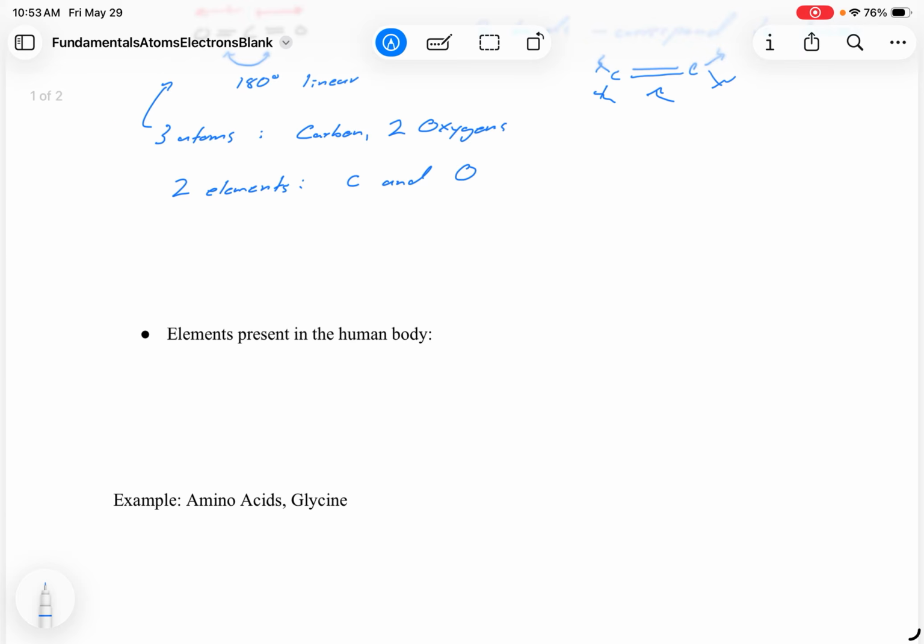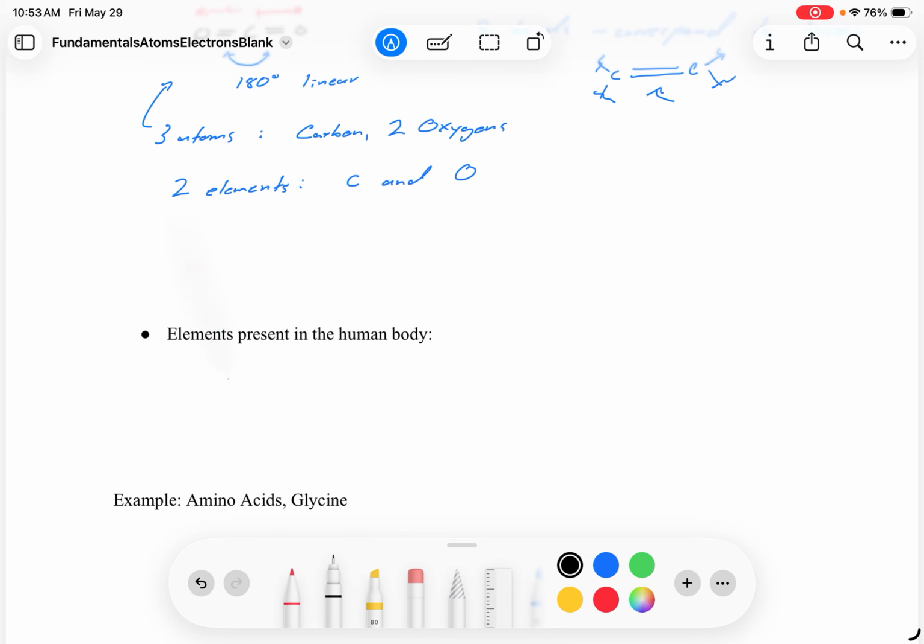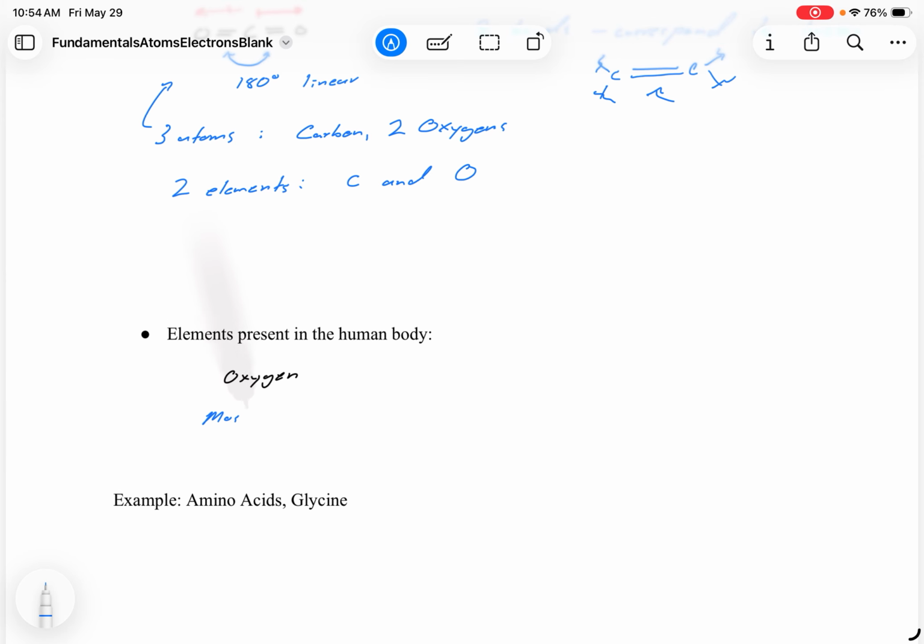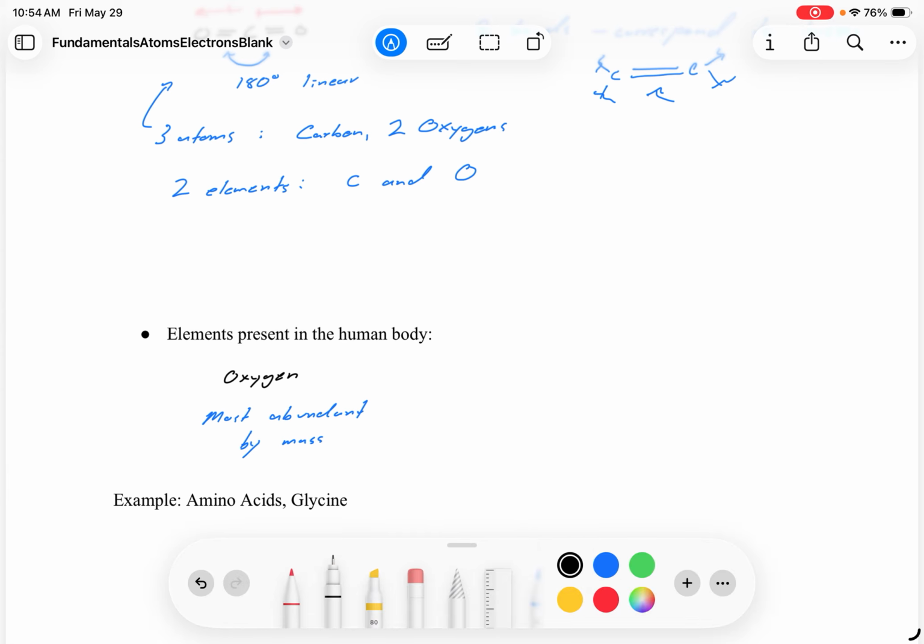So let's look at elements present in the human body, and let's write them down. So we're going to have oxygen, which by mass will be most abundant in the human body. So it's most abundant, and that means there's more of it per mass. Most abundant by mass. You'll notice that a lot of organic structures, a lot of amino acids, all this stuff has oxygen in it. So we'll look at that. You'll see that later on.